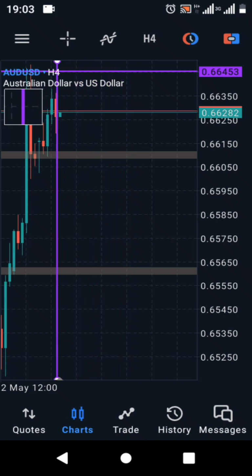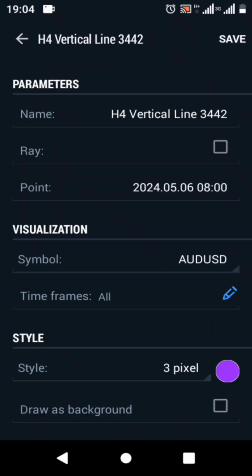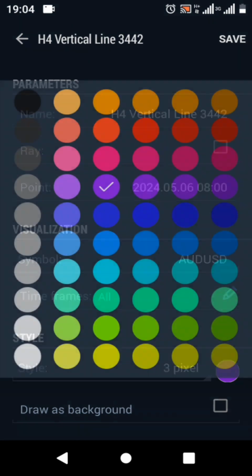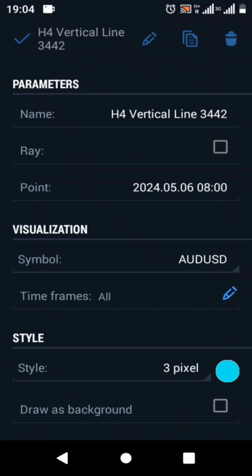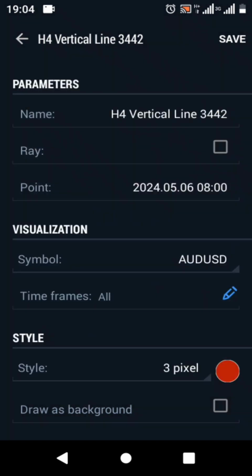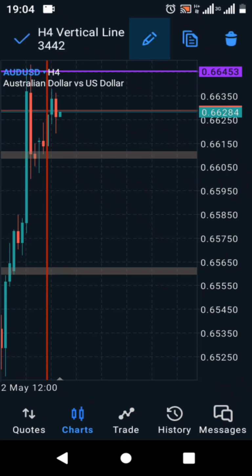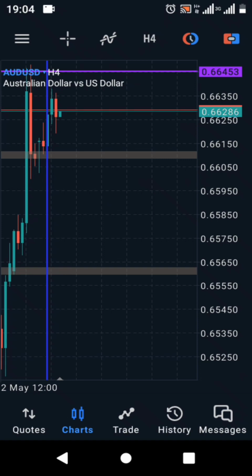Okay, now let me do it. By 7 o'clock, I put on my vertical line. As you can see, this is a vertical line. Maybe you want me to change the color, I'll also do it. Let me use this one. No, this one is good too. You see this blue vertical line.